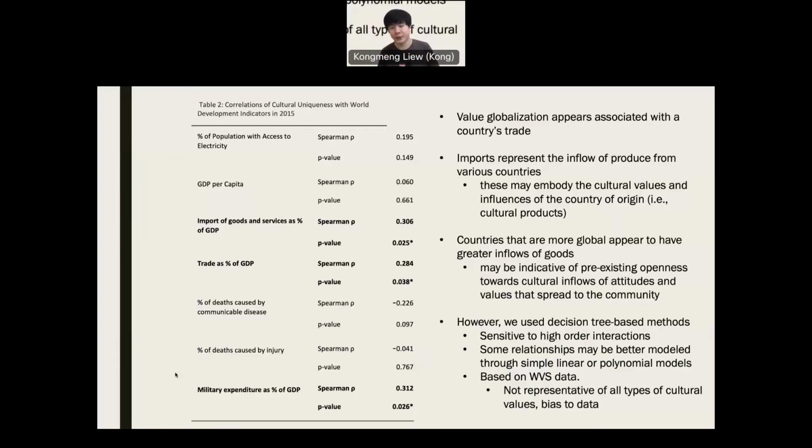But bear in mind that we used decision tree-based methods, and these are sensitive to higher-order interactions, so this might not be the best way to look at it. Maybe using different or other kinds of machine learning models might be a bit better for this.